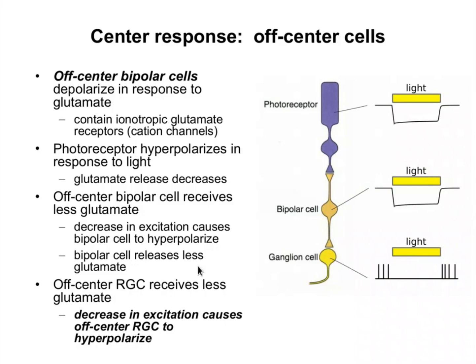This determines why the off-center retinal ganglion cell hyperpolarizes in response to light stimulation of photoreceptors in the center zone of its receptive field, and why the off-center retinal ganglion cell decreases its firing rate when photoreceptors in the center of the receptive field are stimulated with light.